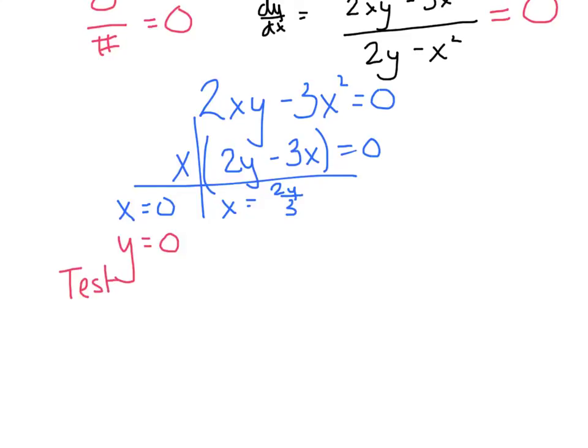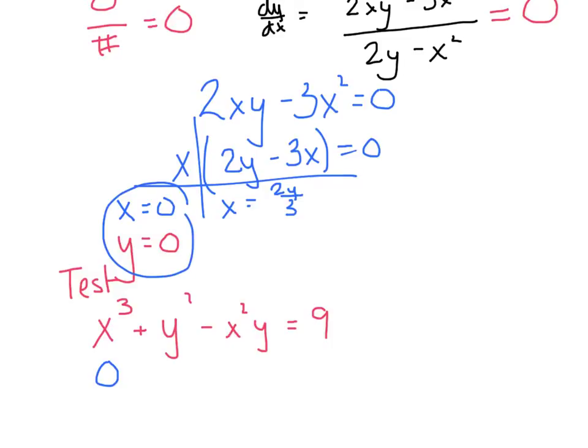And I'm just going to substitute those two into the original. So recall I had x cubed plus y squared minus x squared y equals 9. And when I substitute them in, remember, x is 0 and y is 0. 0 plus 0 minus 0 equals 9. Does that make any sense? Does 0 equal 9? Well, of course not.